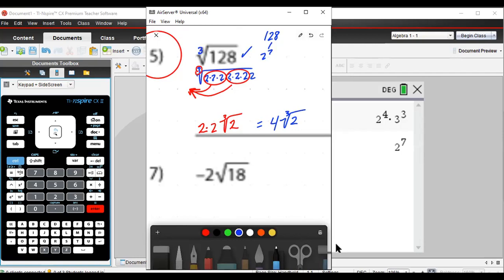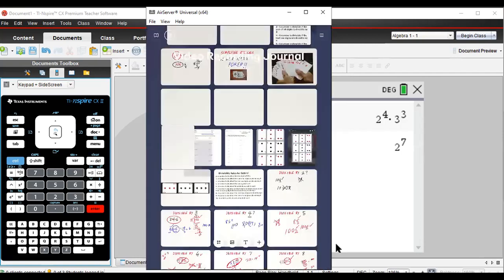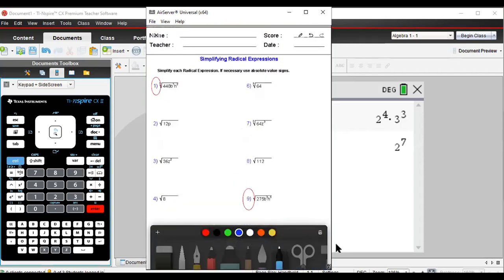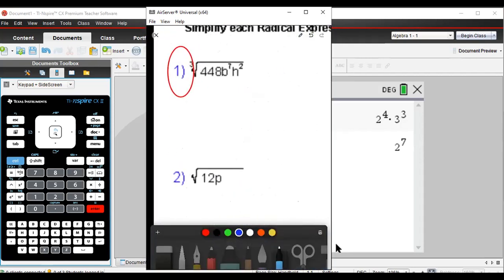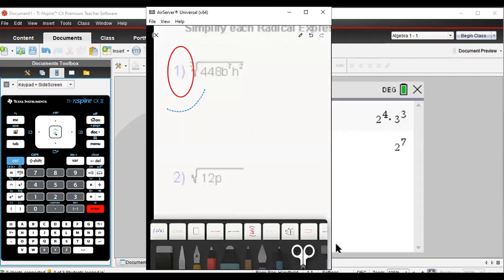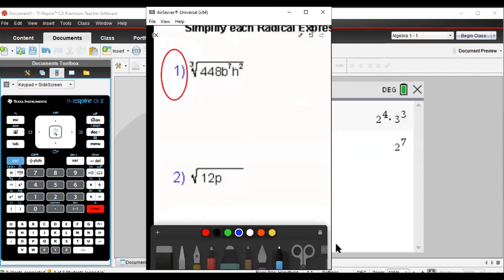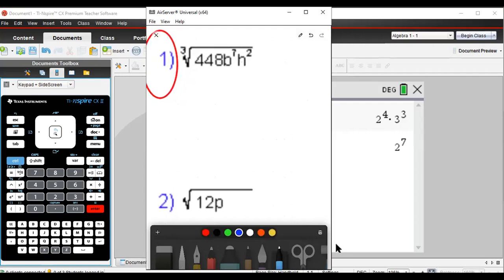All right, I got two more examples that I want to do, and these examples are going to have variables in them because I want you to understand what you do with the variables as well. So over here, this is going to be the first one. And let me move this over a little bit so we can clearly see what we're dealing with.